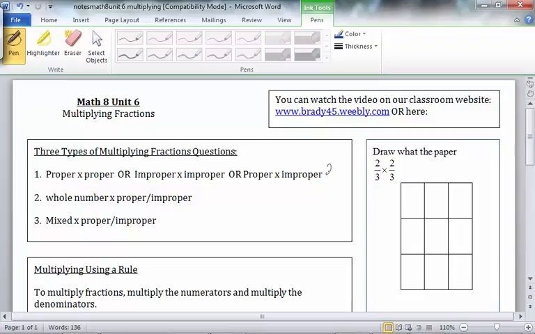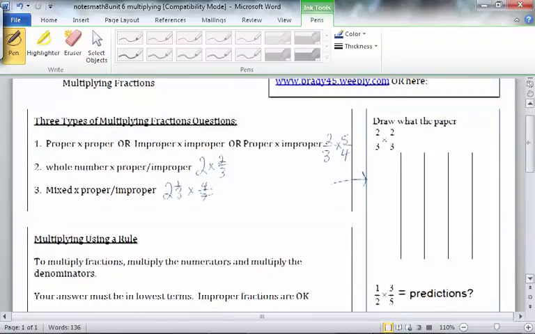We'll look at how to multiply fractions that look more traditional, like 2/3 times 5/5. We'll look at whole numbers times those kinds of fractions, so what 2 times 2/3 would look like, and then a mixed number times 4/7. How to do that. So we look over here on the right, and I'll show you the model first.